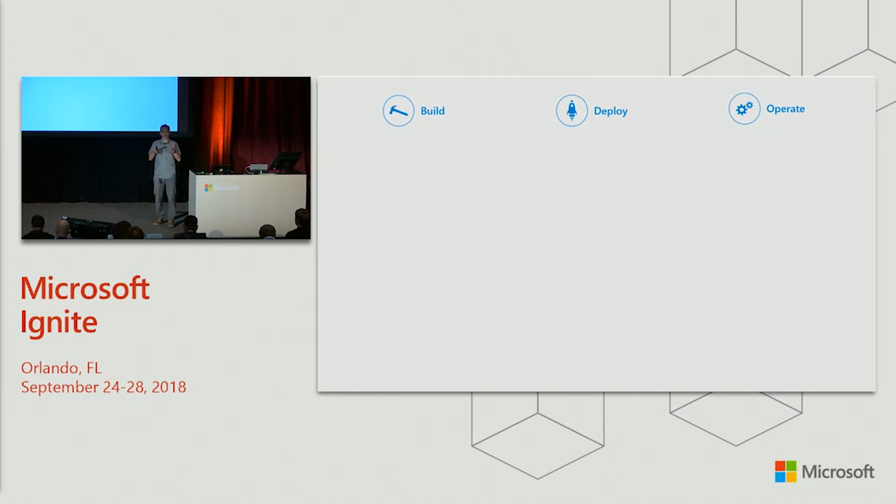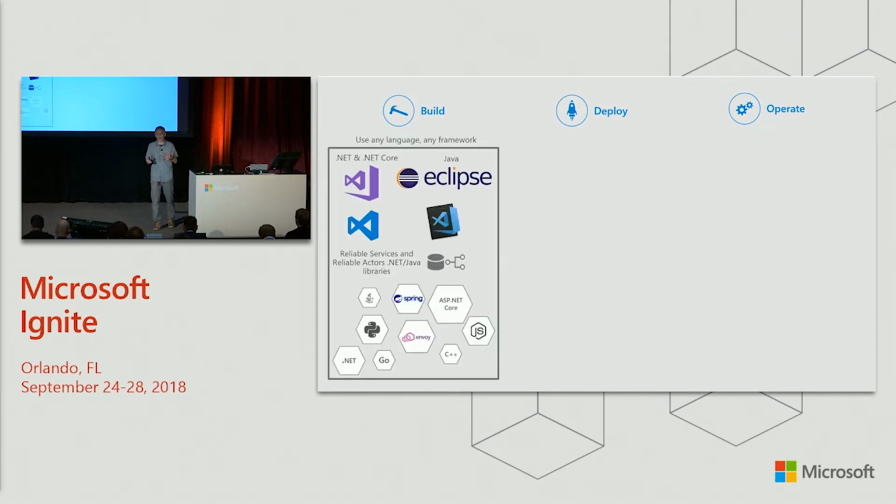So when you look at those pillars, build, deploy, operate, in the build pillar, we have a set of tooling that we integrate with from Visual Studio and Visual Studio Code when you're building .NET applications, with Eclipse and also VS Code when you look at the Java side.